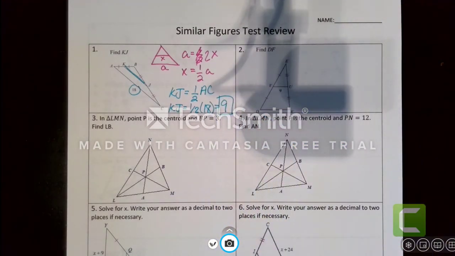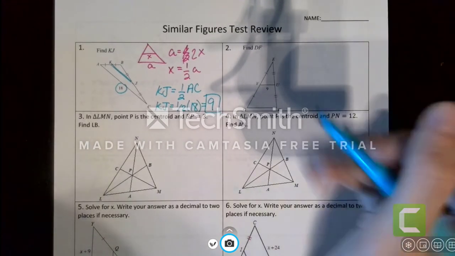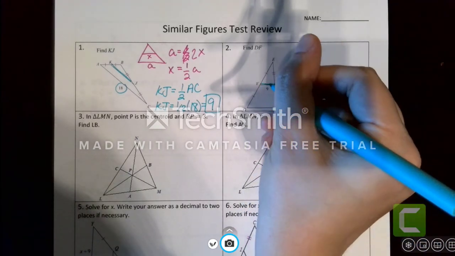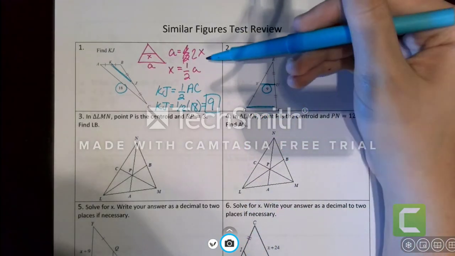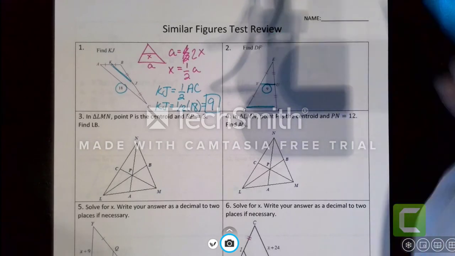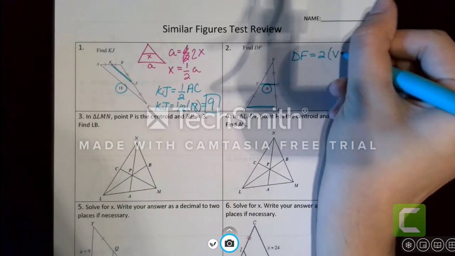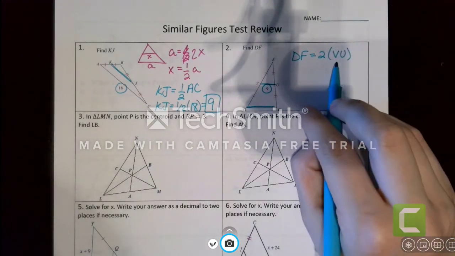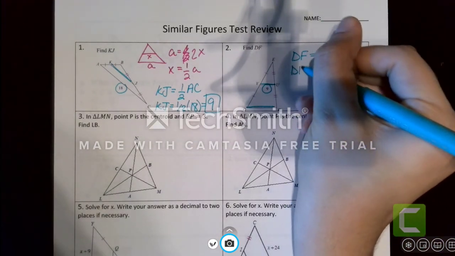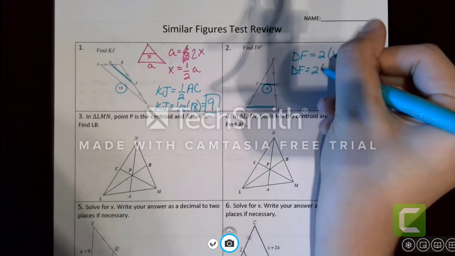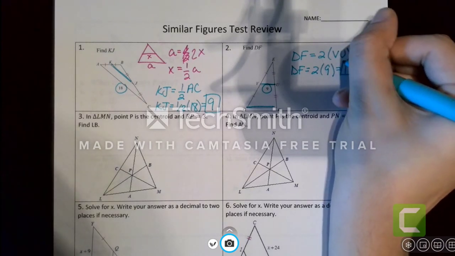And the same goes if we have to go in the opposite direction. In number 2, we're told that VU measures 9, and we have to find the length of DF. So we're going to be using our first equation from over here, which means that DF is equal to 2 times the length of VU. And we're given that VU is equal to 9. Substituting in what we know, DF is equal to 2 times 9, which is just equal to 18. And that would be our length of DF.